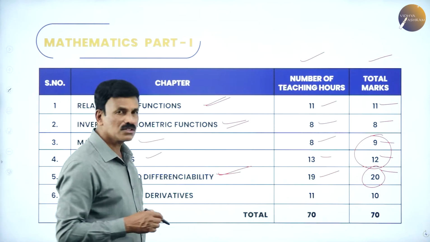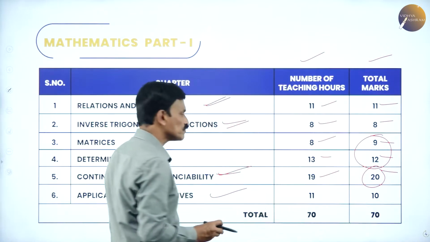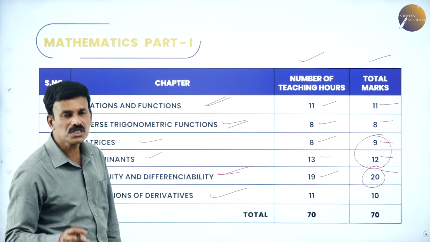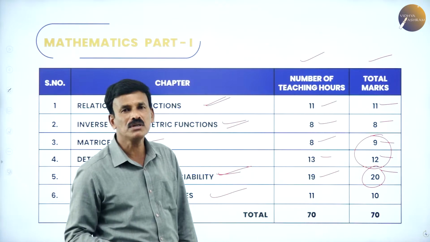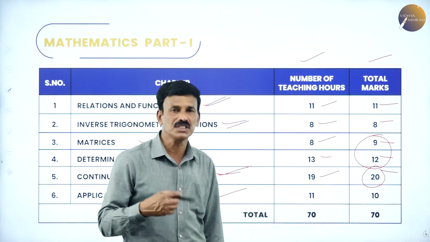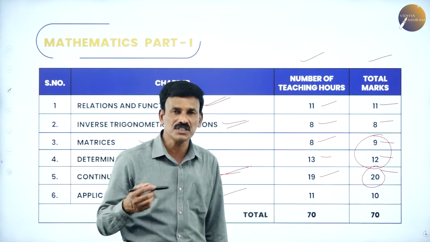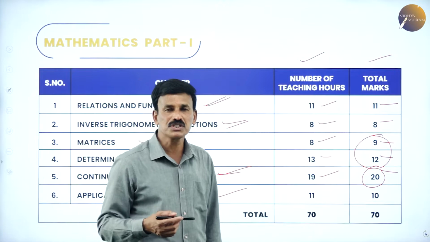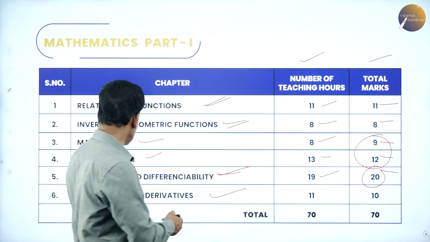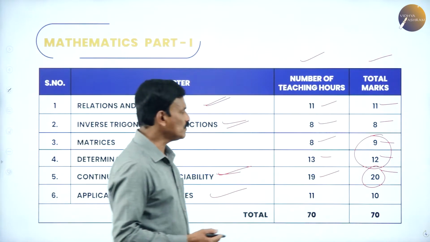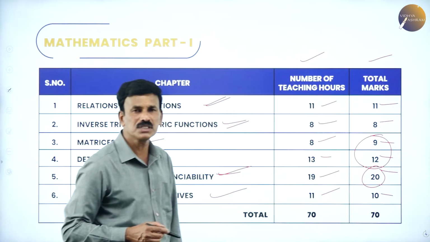And next, the last chapter in part 1 is the application of derivatives. In application of derivatives, we are going to study the rate measure, then maxima and minima, and increasing and decreasing functions, finding the equation of tangent and normal for a given curve, as well as finding the approximate values using differentials. So these are the things which we are going to study in application of derivatives, and that will also carry around 10 marks, and the number of hours we are going to use for this chapter is 11 hours.